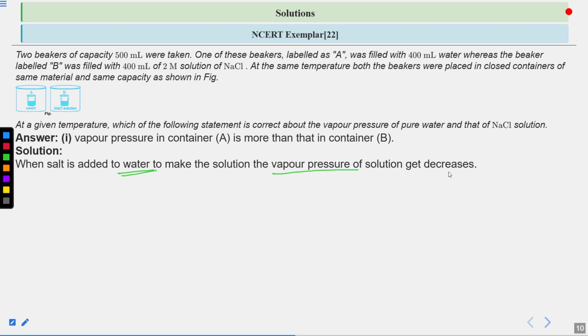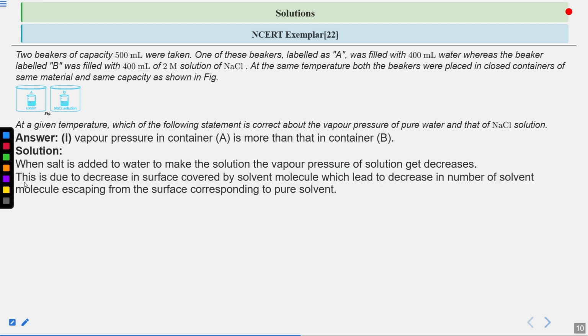So, we are talking about vapor pressure. Okay, now what is vapor pressure? The pressure which is exerted by the vapors present just above the liquid. In mathematical terms, the vapor pressure of a solution is the product of the mole fraction of the solvent and the pure solvent vapor pressure. So it is saying that when you add the salt, that is NaCl, to the water, it will make a solution and the vapor pressure of that solution will decrease.